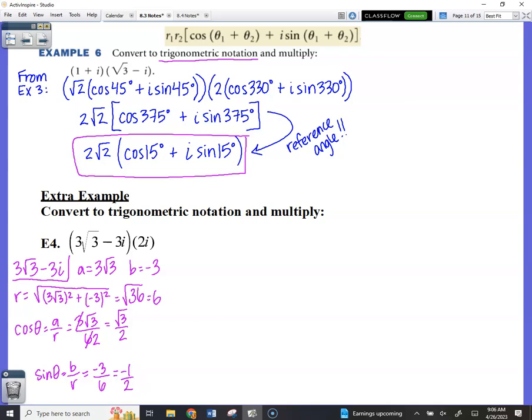So this is where I always say to myself, okay, my big question is, what angle has an x coordinate of root 3 over 2 and a y coordinate of negative 1/2? Well, if x is positive and y is negative, that means I'm in quadrant 4. And it's, what is it? 330. So theta is 330 degrees.